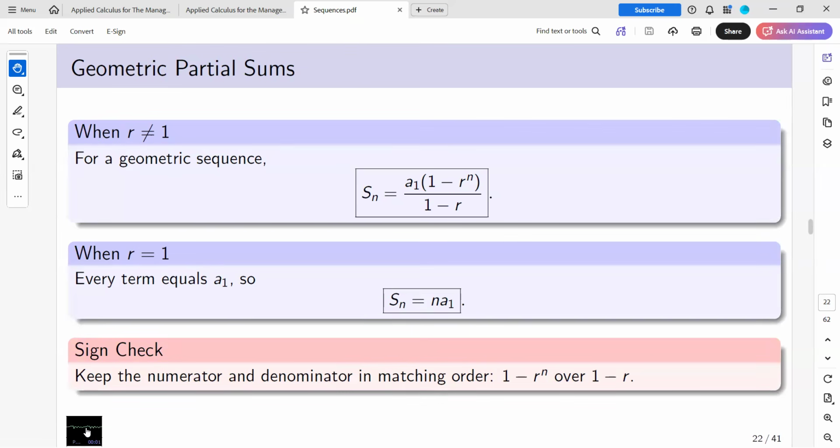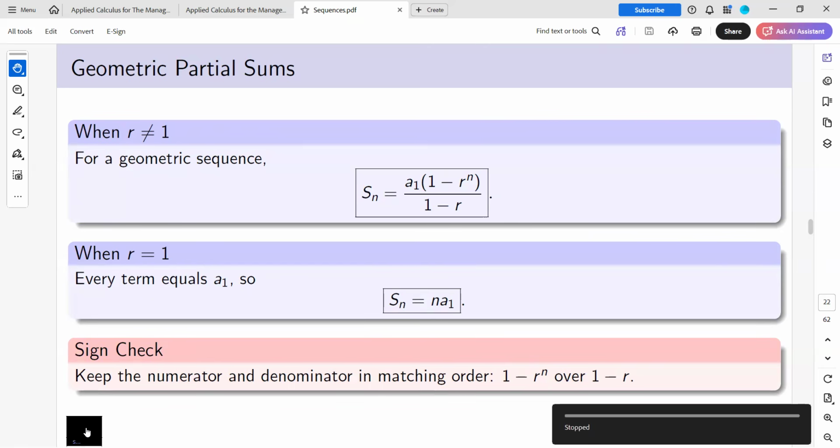The geometric sum formula applies when the ratio is not 1. If the ratio is 1, every term is identical and the sum is simply n times the first term. The sign check prevents the formula from turning into unnecessary algebraic drama.